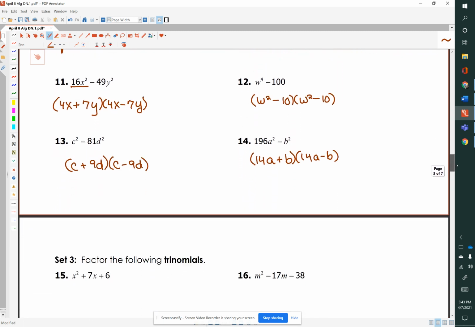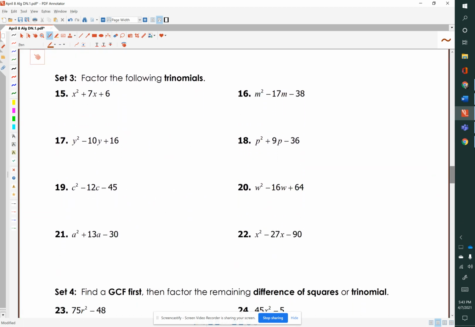In this next group, set 3, we do not have a greatest common factor to factor out first. So we're going to look for two numbers that add to b and multiply to c, because these are of the form x squared plus bx plus c. And we also need to watch the signs in the middle.